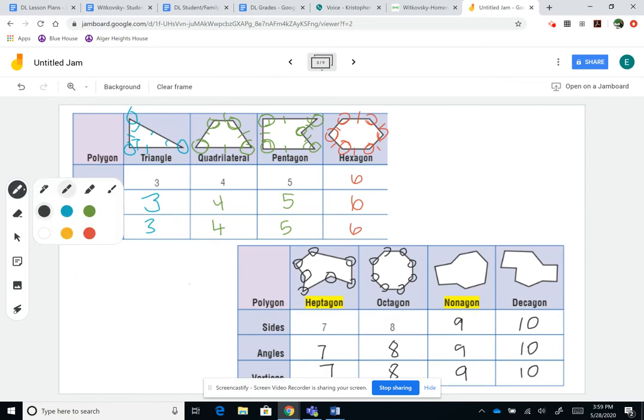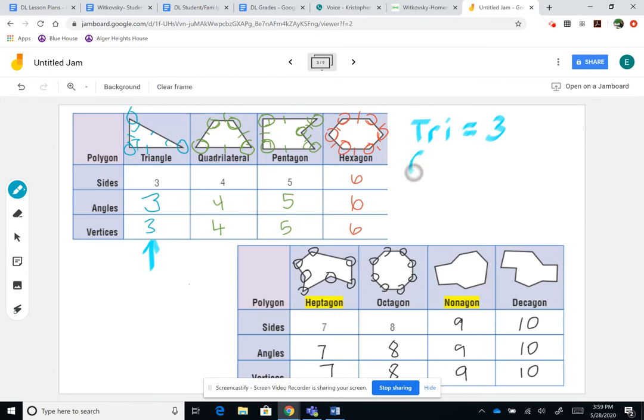All right, now something I want to talk about before I leave this page is prefixes. So we have T, R, I. What does tri mean when you think of like tricycle or tripod? It means 3. Notice there were 3 for each of those. What about quad?